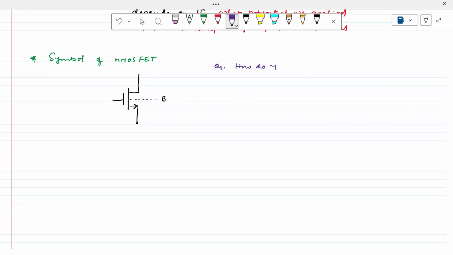How do you know the type of transistor? We know there are two types of transistors, right? One NMOS transistor and one PMOS transistor. How do we know whether it is an NMOS or a PMOS transistor? They have not given the symbol. They have just given a transistor in the laboratory, without mentioning any kind of name. How do we know?